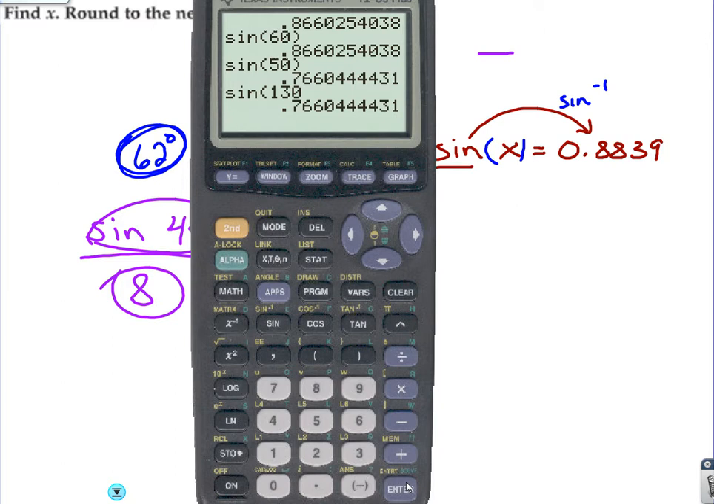Weird. The sine of 45 and the sine of 135. Last one. The sine of 179 and the sine of 1. Has anybody caught on the relationship between those two numbers that I typed in? They add up to 180. They're supplementary. Supplementary angles have the same sine.